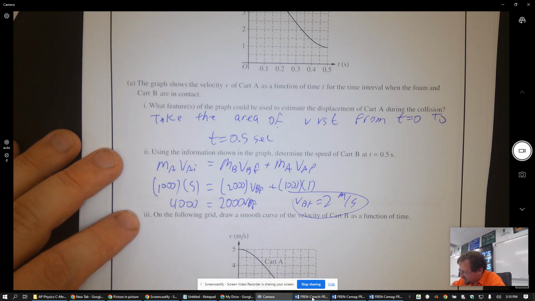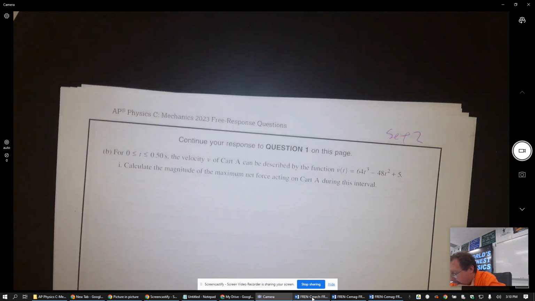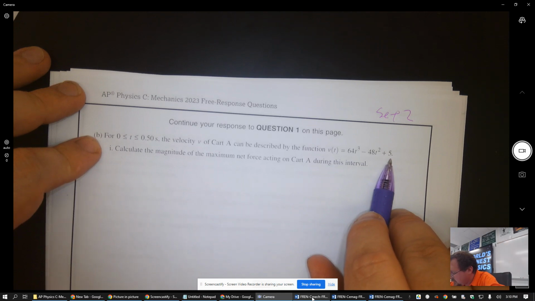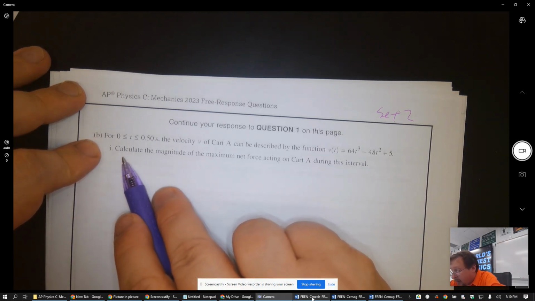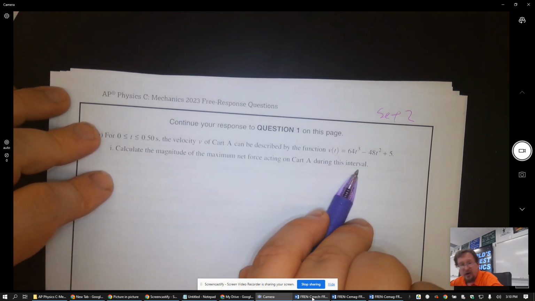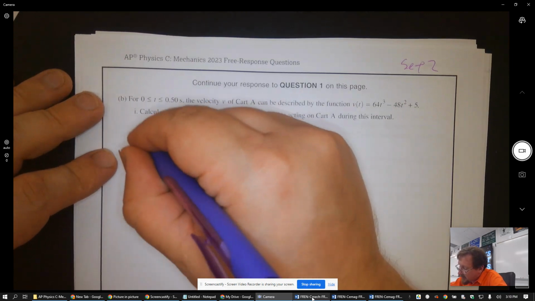And it's going to look like this shape, only the opposite. So kind of like that, okay? For that, the velocity of cart A can be described by that function. Calculate the magnitude of the maximum net force acting on cart A during this interval. So basically a calculus question.